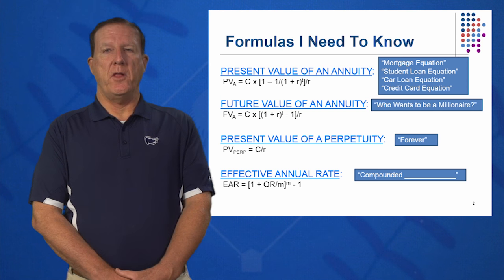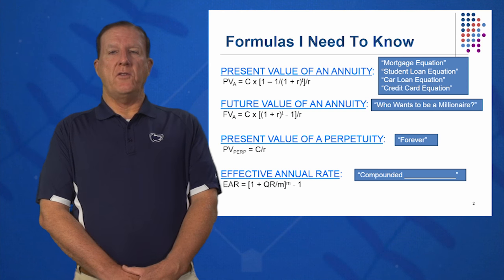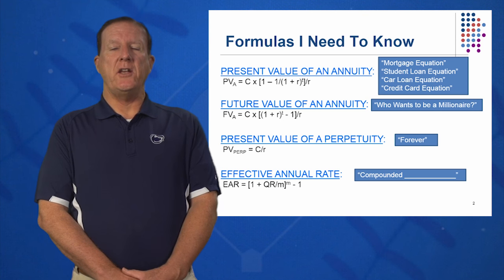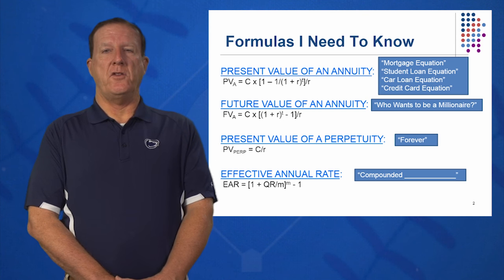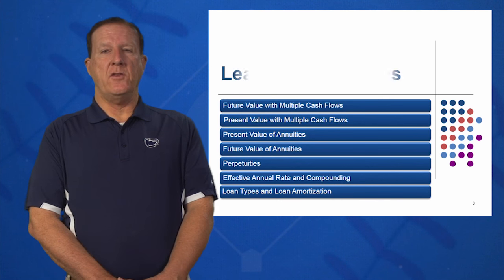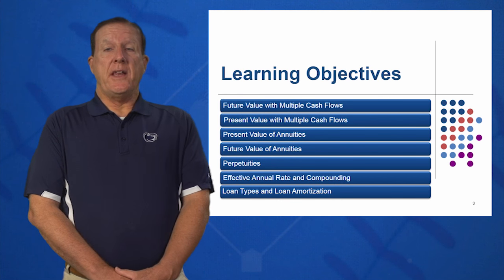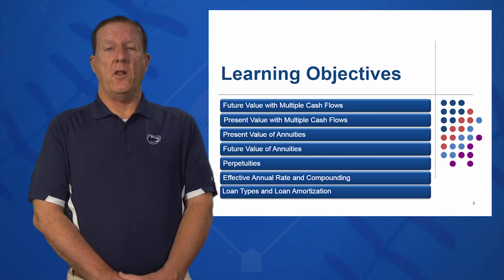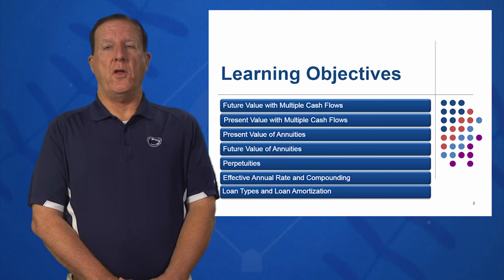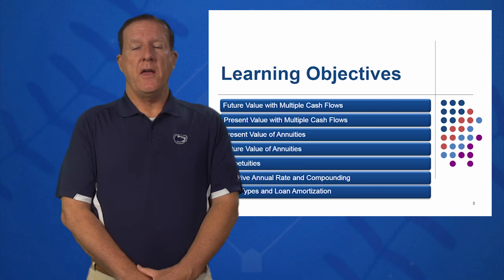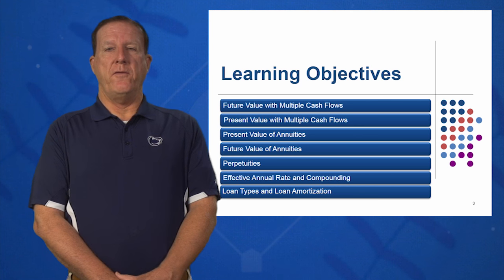So very key formulas. Again, we can use these formulas, the first three, if it's the same amount each year. If it's changing amounts, we have to revert back to session five and use present value or future value in that case. There are seven key learning objectives in this session. First of all, we're going to look at future values with multiple cash flows that are changing, but then also cash flows that are the same. If they're the same, we can use the future value annuity formula.